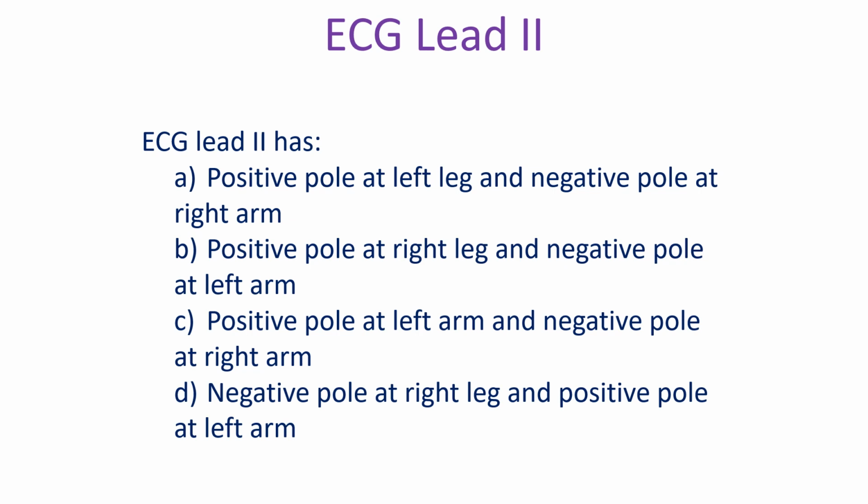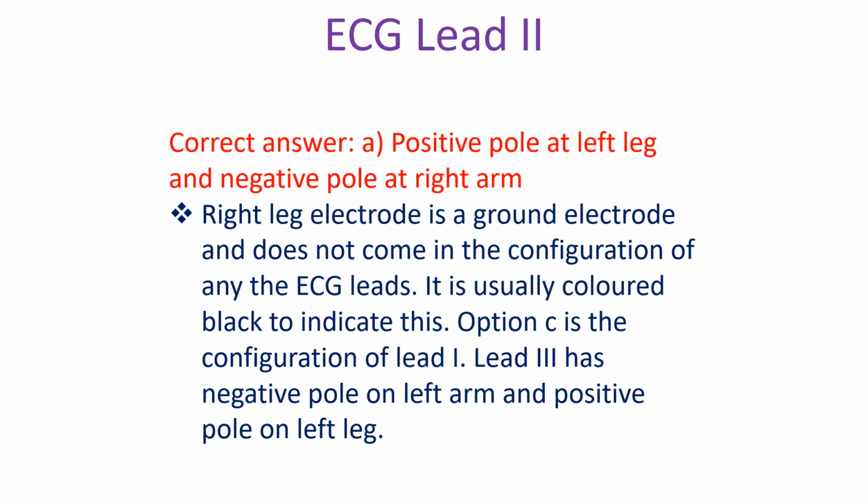ECG lead 2 has A. Positive pole at left leg and negative pole at right arm, B. Positive pole at right leg and negative pole at left arm, C. Positive pole at left arm and negative pole at right arm, D. Negative pole at right leg and positive pole at left arm. Correct answer A.